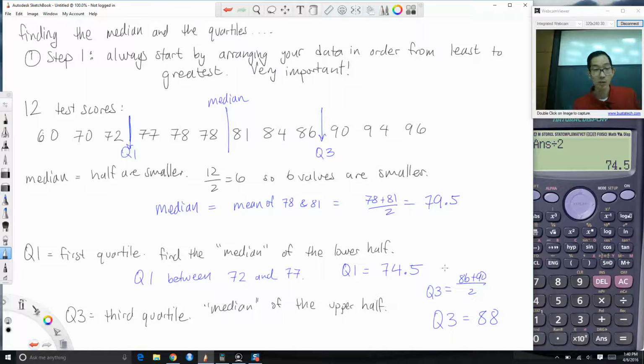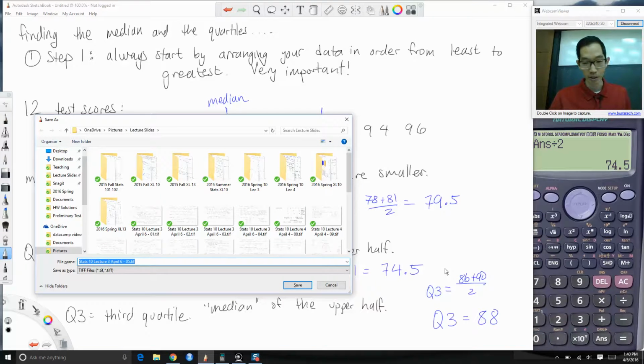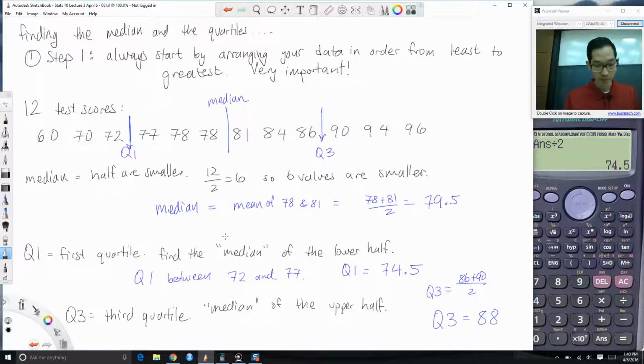So finding the median, you just find the spot where half are smaller, and then finding Q1 and Q3, you pretend the median has split your list into 2 lists, and you find the halfway point of each of those smaller lists. That's all you have to do. If you had an odd number of values, then things change ever so slightly, so we'll take a look at that.